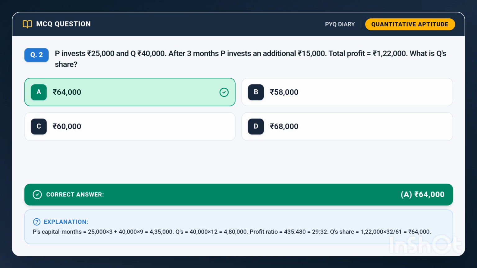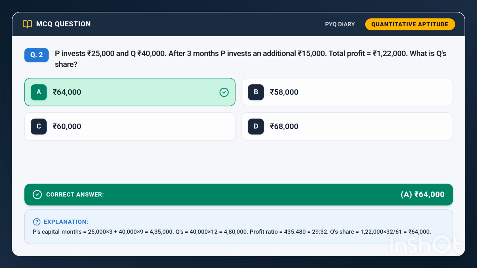Here is the explanation. P's total capital months is 25,000 into 3 plus 40,000 into 9, which equals 435,000. Q's total capital months is 40,000 into 12, which equals 480,000. So the profit ratio between P and Q is 435 is to 480, which simplifies to 29 is to 32. Therefore, Q's share is 122,000 into 32 divided by 61, which gives 64,000 rupees.